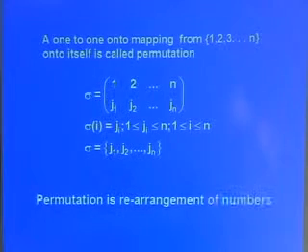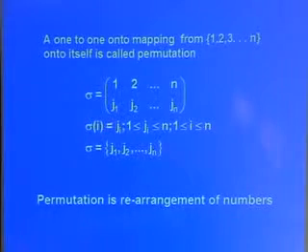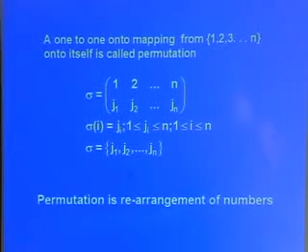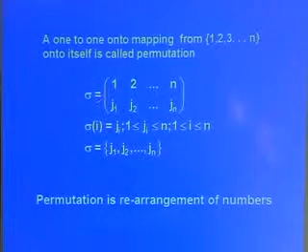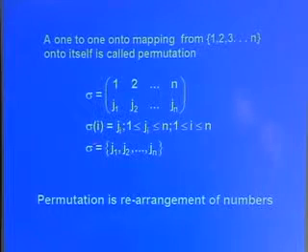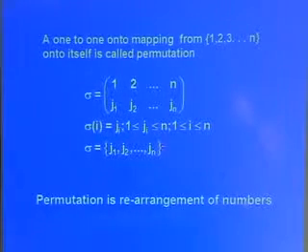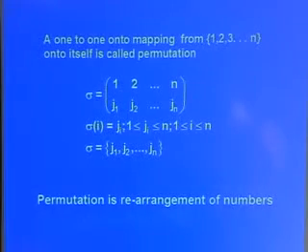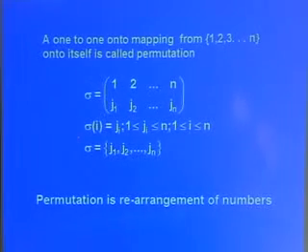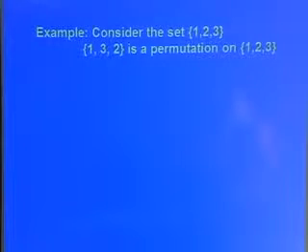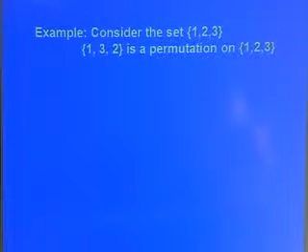We can write down the permutation in a form like sigma(i) is equal to ji, where ji lies between 1 to n and i lies between 1 and n. Or there is another way of writing this permutation as sigma is equal to (j1, j2, ..., jn). So we have understood that a permutation is simply a rearrangement of numbers. For example, if we consider this set of first 3 natural numbers 1, 2, 3, then 1, 3, 2 is a permutation on this set 1, 2, 3.